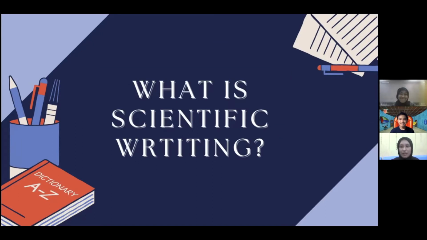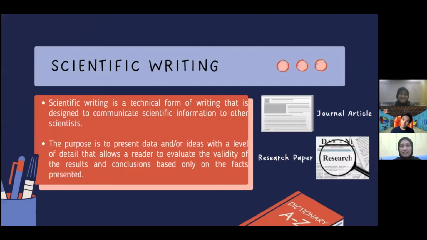scientific writing. Scientific writing is a technical form of writing that is designed to communicate scientific information to other scientists, such as research papers and journal articles. So, what is the purpose of scientific writing? The purpose of scientific writing is to present data and ideas with a level of detail that allows a reader to evaluate the validity of the results and conclusions based only on the facts presented.